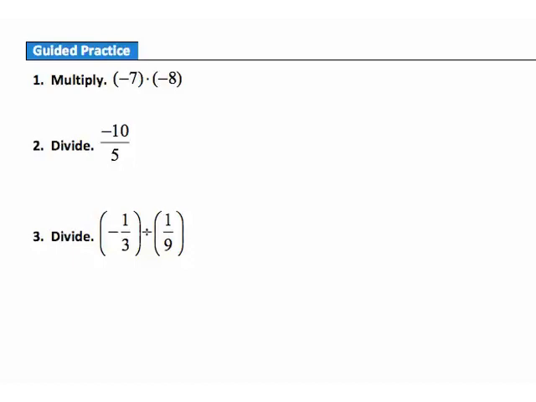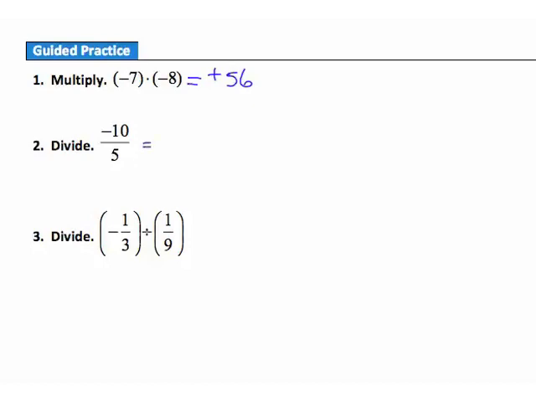Question 1. We're asked to multiply a negative 7 times a negative 8. Let's start with a sign. Both of the signs are the same. That's going to give me a positive answer. Now we go to the multiplication. 7 times 8 is 56, so we get an answer of positive 56.